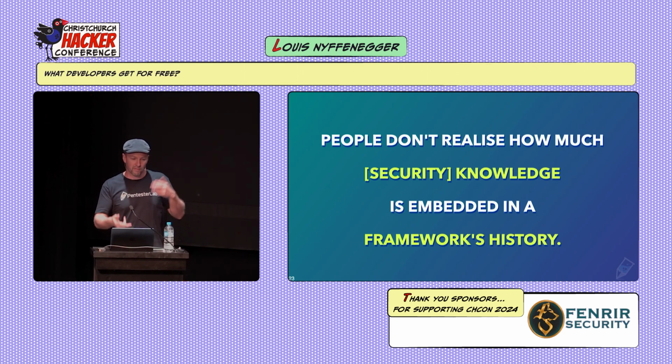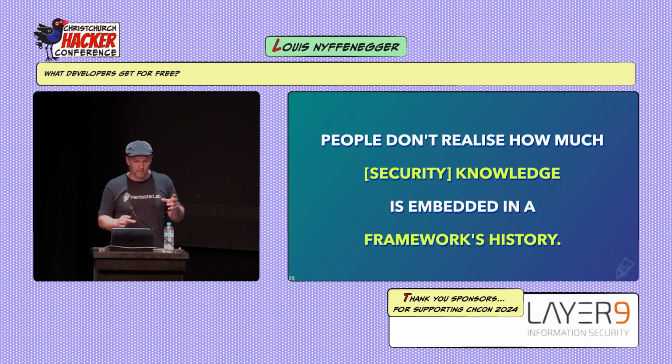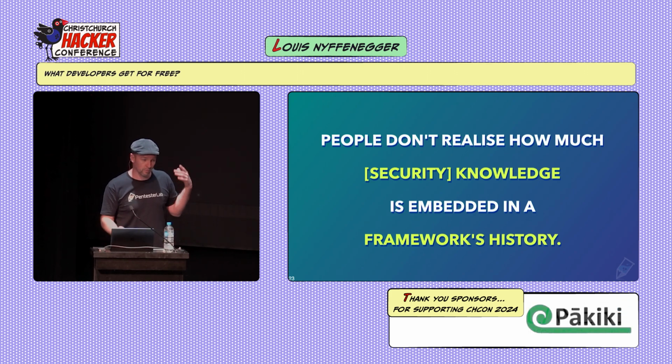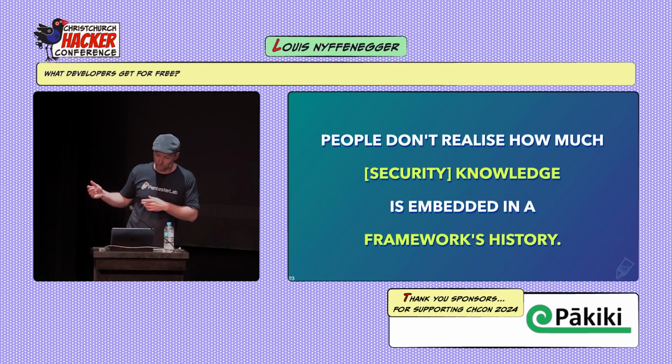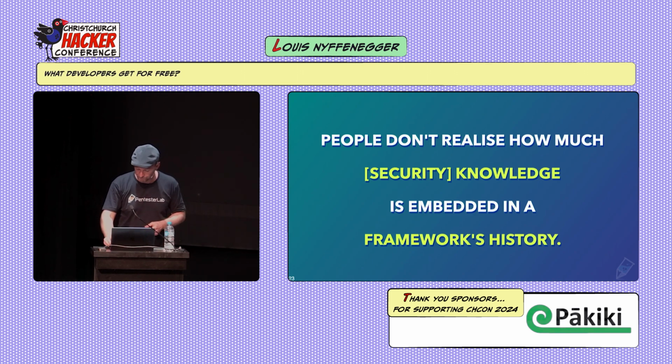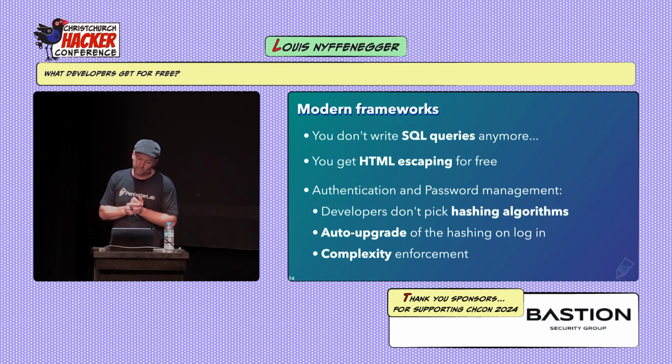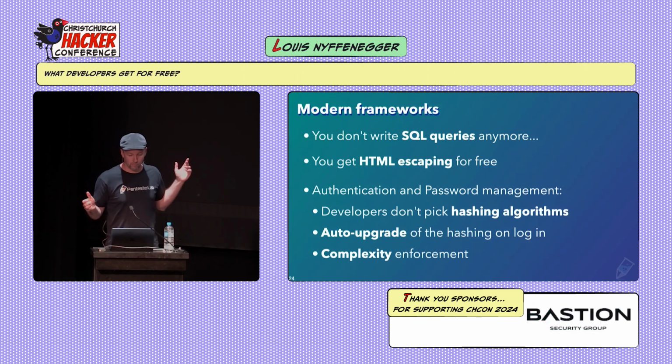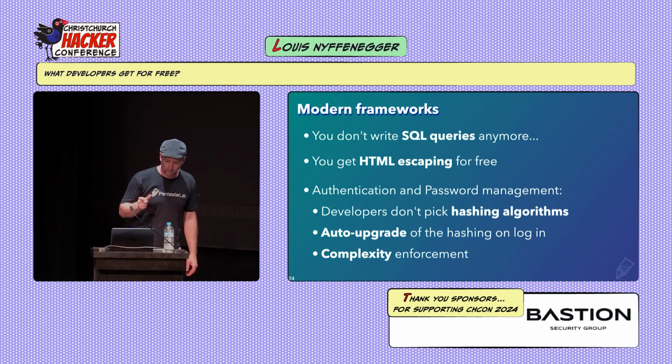And also you have the cycle of people forgetting about some aspect of security that comes back 10 years later, like things like HTTP proxy, where you can inject an environment variable and things like that. People tend to forget about that, and then they get owned in the next version of their framework, and then they remember for 10 years, and then they go to another framework, and nice little loop. So the good thing with modern frameworks is that you don't write SQL queries, you get HTML escaping for free.